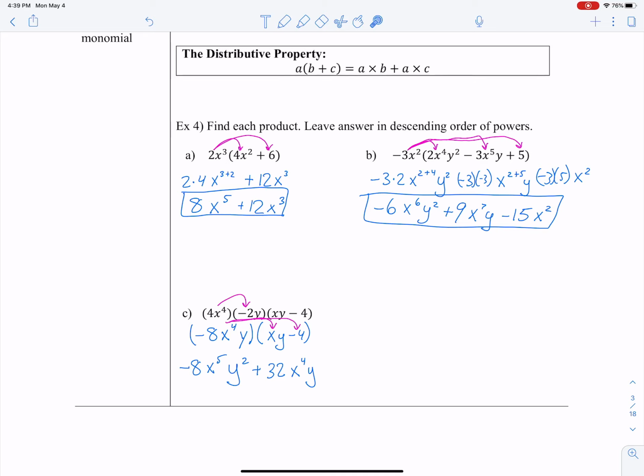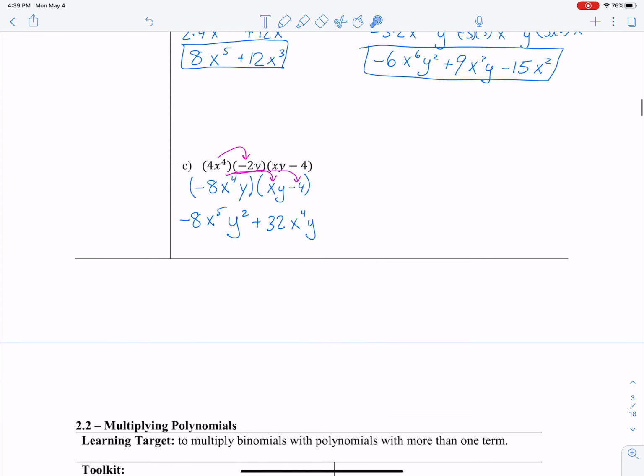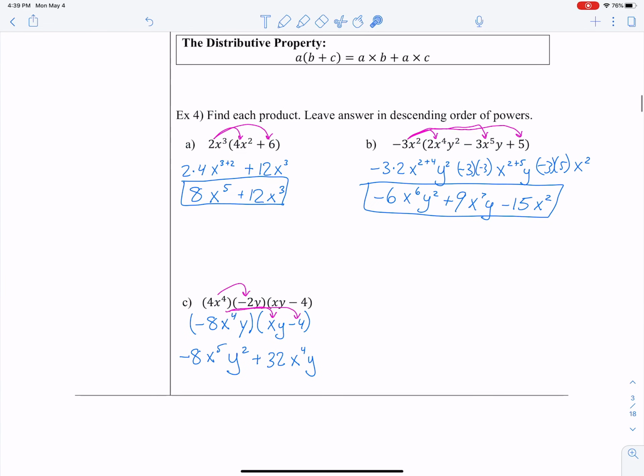In your homework, there are questions where you do have to reorder them. All right, so that's it for this section. You can now do page 69, number 8. And that's the end of 2.1.